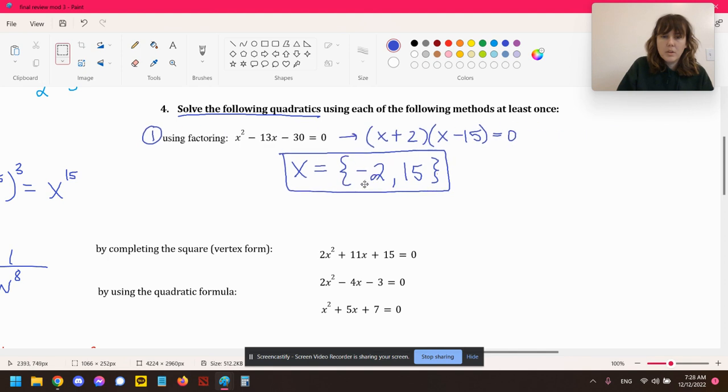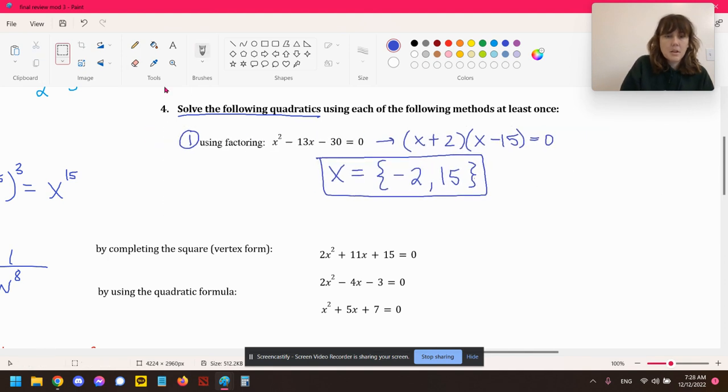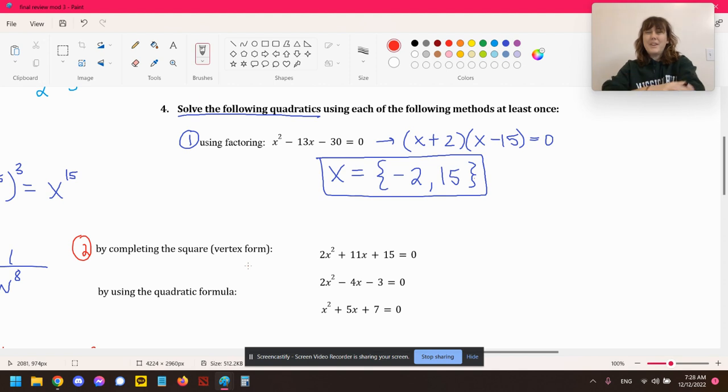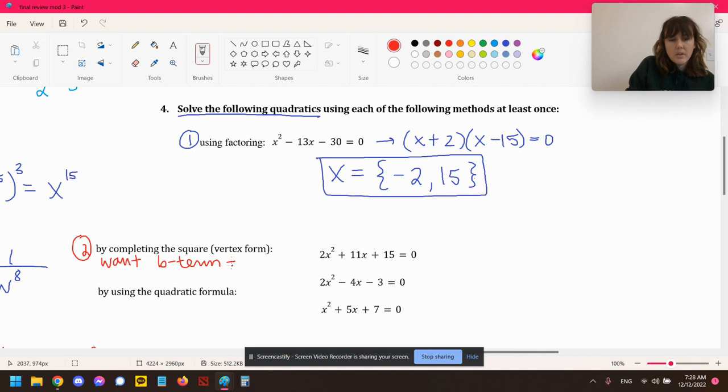Okay, so I've done my factoring one. Again, I'm doing factoring first because I think it's the hardest, or the most restrictive. The second one I'm going to find is my completing the square. When we complete the square, we're dividing out by the a term, and then we're dividing the b term in half. So if I don't want fractions for completing the square, I want one with a b term that can be divided by 2 and divided by a.